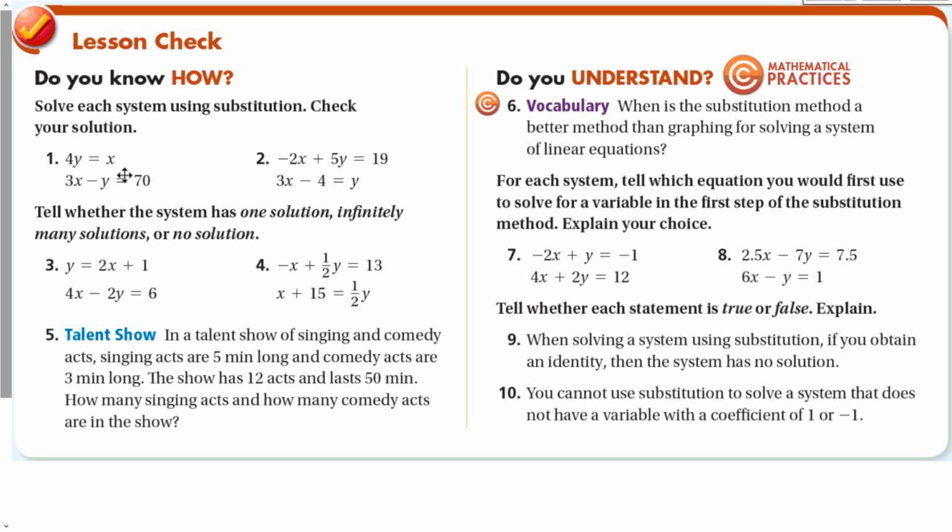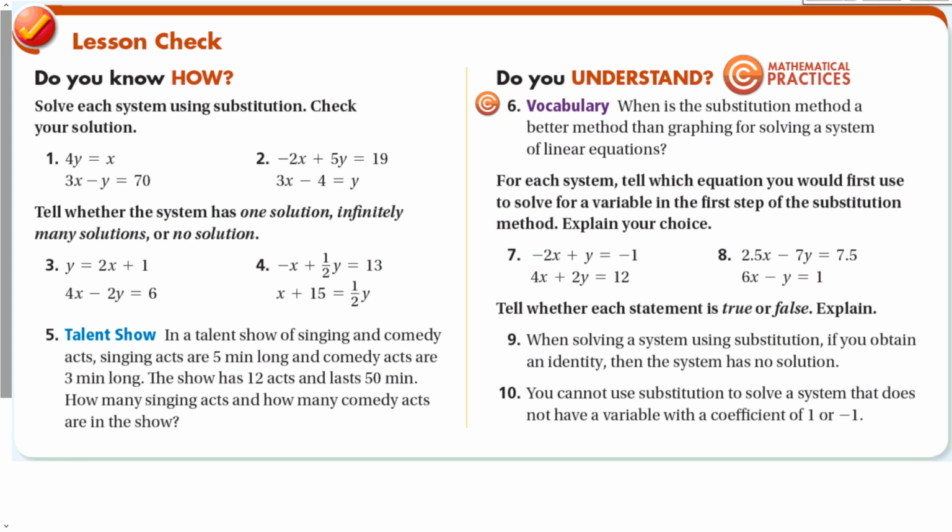This one is not going to work out very nicely, but I can just plug in 4y for x. So we have 3 times 4y minus y is equal to 70. So 12y minus y is equal to 70. 11y is equal to 70, so the answer is going to be 70 over 11. Okay, of course that's y.